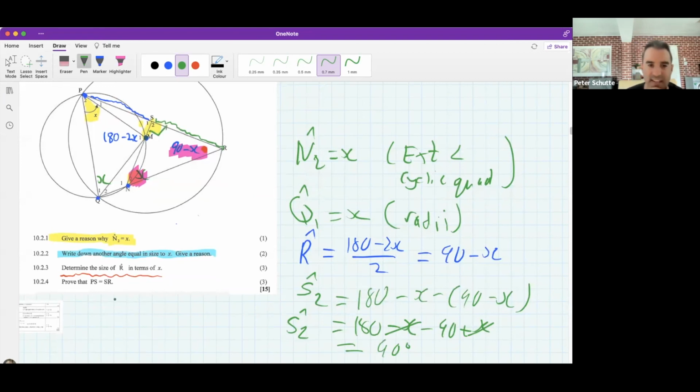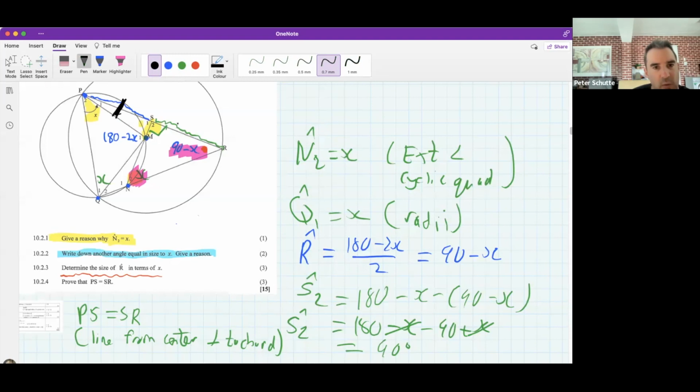And if S2 is 90, that's exactly what we wanted, then we know that PS is equal to SR because line from center perpendicular to chord. And so basically, because we've shown that this is a 90-degree angle, we now know that that one is equal to that one, which is what it was asking. So they actually used a lot of theorems in this question. And yeah, that's getting tougher.